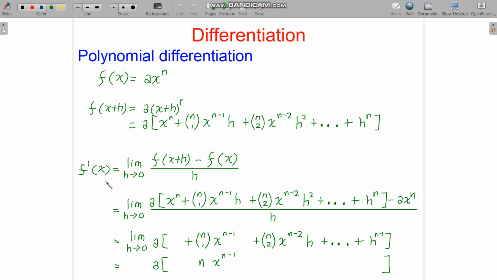Now using the differentiation from the first principle, the f prime of x is the limit of this whole thing here minus ax to the nth, so this whole thing minus ax to the nth divided by h. So when we divide by h, first of all, we have ax to the nth power, also ax to the nth power, they cancel out. So we only have the terms starting nC1 and so on. When we divide by h, h divided by h, they cancel out.